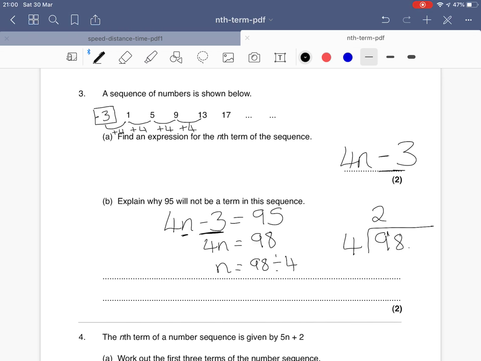How many 4s go into 18? Well, it would only be 4 because 4 4s are 16. So 16 up to 18, that's a remainder of 2. And how many 4s go into 20? Well, it's 5. And decimals move straight up, okay? So n is 24.5. So therefore, it's not in the sequence.